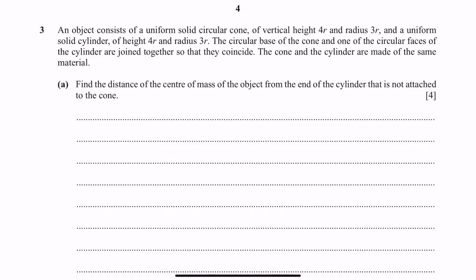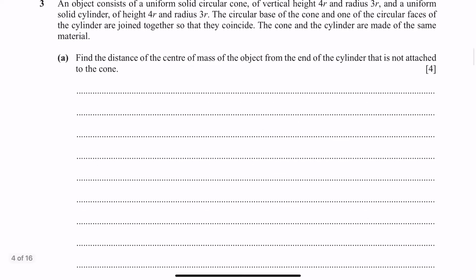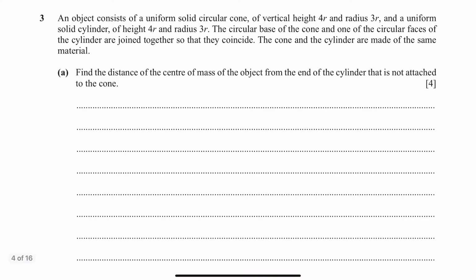Question 3. An object consists of a uniform solid circular cone of vertical height 4r and radius 3r, and a uniform solid cylinder of height 4r and radius 3r. The circular base of the cone and one of the circular faces of the cylinder are joined together so that they coincide. The cone and the cylinder are made of the same material. So we have a cone and a cylinder that coincide.